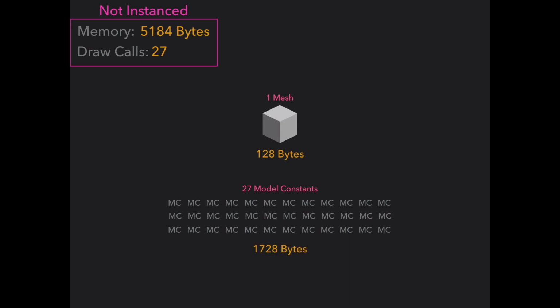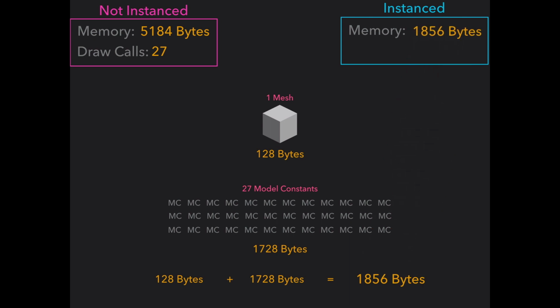So what we'll have instead of 5,184 bytes is 1,728 bytes plus 128 bytes, which equals only 1,800 bytes. Look at that. Just from going from non-instance to instance, we have saved a lot of memory.